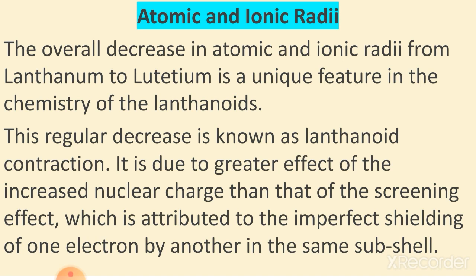It is due to the greater effect of increased nuclear charge than that of the screening effect, which is attributed to imperfect shielding of one electron by another in the 4f orbital in the same subshell. So these are the reasons behind the decrease in atomic and ionic radii. One more thing you have to notice: there is a regular decrease in the ionic size of the trivalent ion, that is M3+, as the atomic number increases, but the atomic radii show some irregularities.